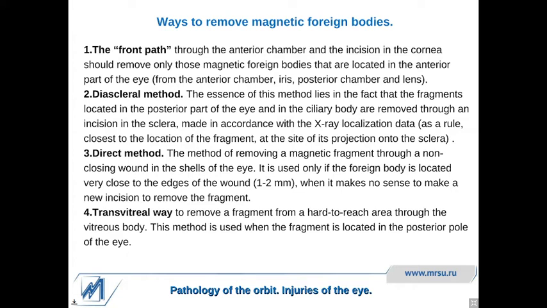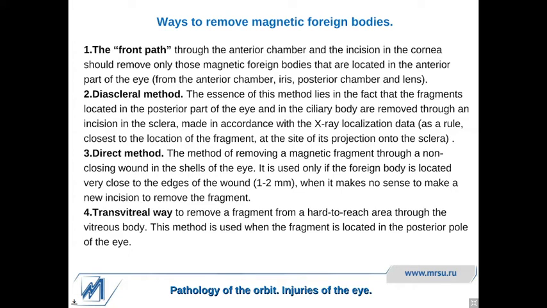The next method is the trans-scleral method. The essence of this method lies in the fact that the fragments located in the posterior part of the eye and in the ciliary body are removed through incisions in the sclera, made in accordance with the X-ray localization data. Nowadays, we use this method very rarely. Mostly, we use the transvitreal way.